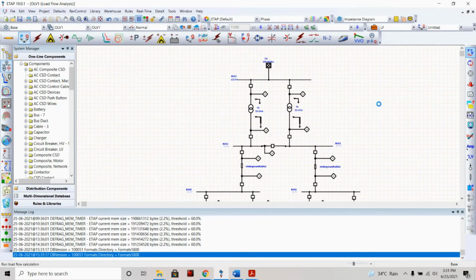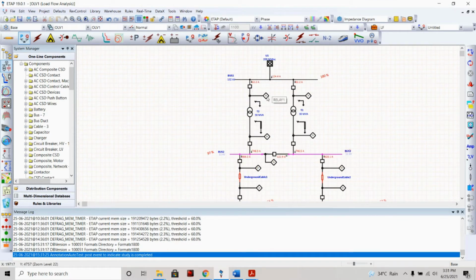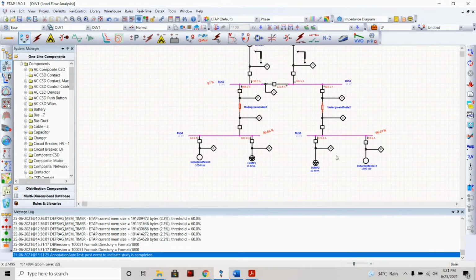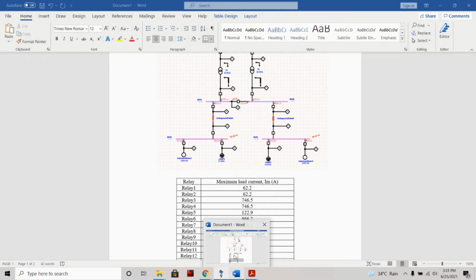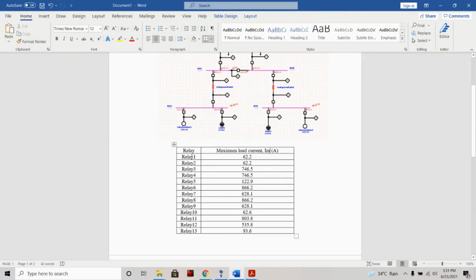Load flow analysis is so important to ensure that each component runs at optimum operating point. As we can see here, the value in ampere goes through the relay. So for relay 1, the maximum current will be 62.2 ampere. Same goes to relay 2, and relay 3 will be having maximum current 746.5 ampere, and so on. We have already tabulated our data here. So here, for each feeder or relay, the maximum load current is here.